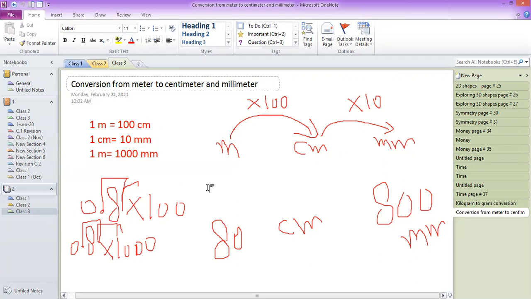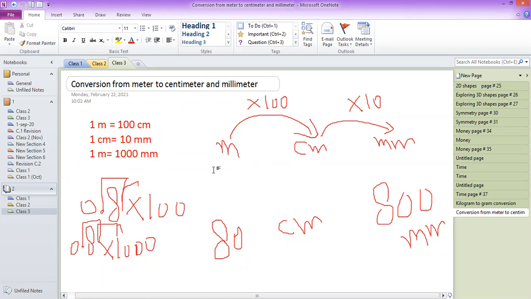There were some examples we did. Let's suppose I ask you, 2 meter equals how many centimeter? You multiply 2 by 100, you will say, sir, 2 meter is equal to 200 centimeter. Okay. If I ask you, 200 centimeter is equal to how many millimeter? You will multiply 200 by 10 and you will say, sir, 2000 millimeter. Are you getting my point? So this is the way you can convert.